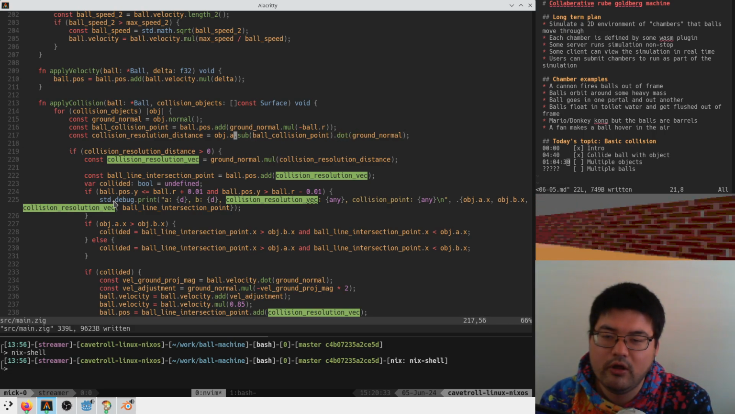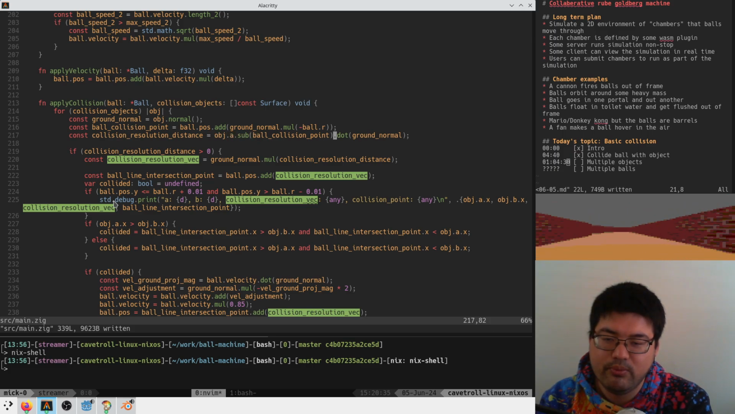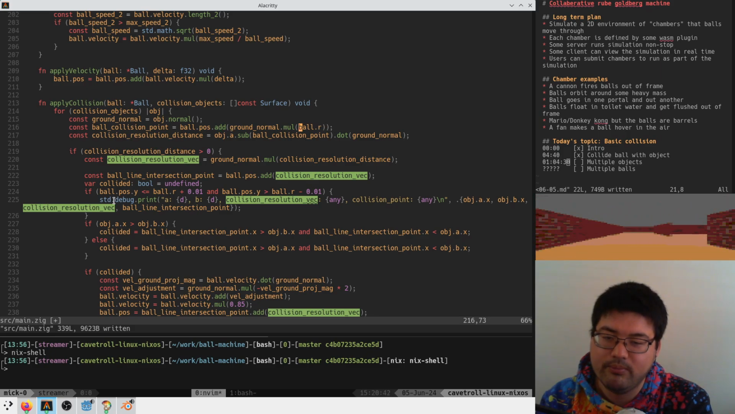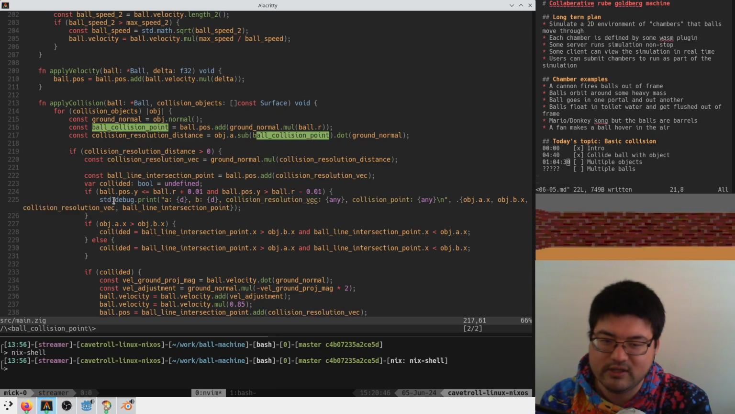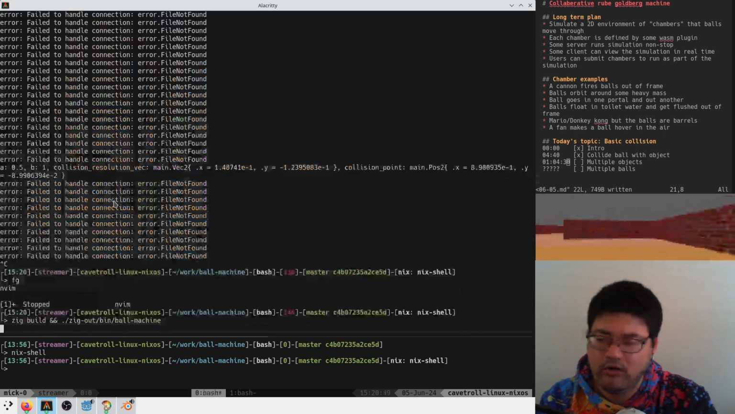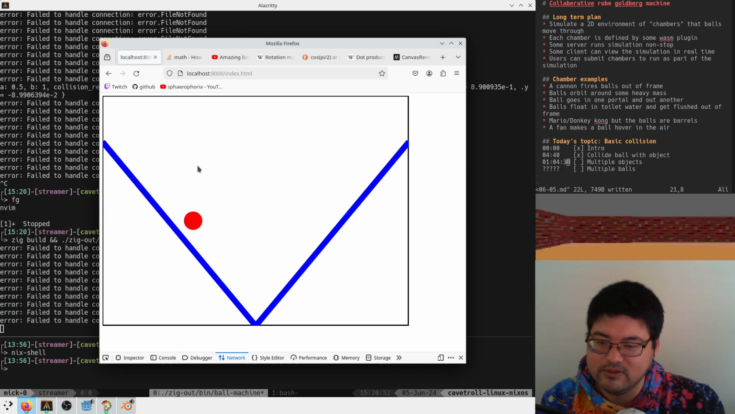So collision resolution distance is the ball A minus the ball collision point. Ball collision point is add the ground normal times negative ball R. But I guess we just need to do positive ball R. Then does everything else kind of work out? No, there's going to be some bullshit that happens because of that as well.